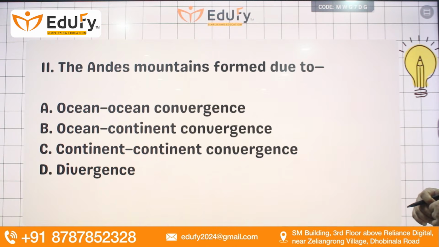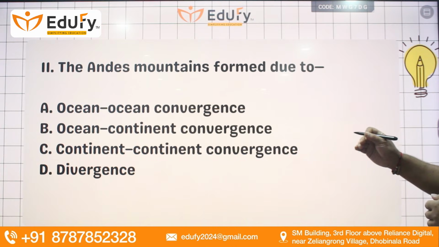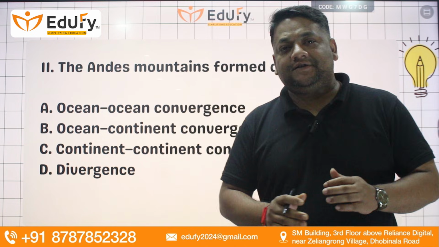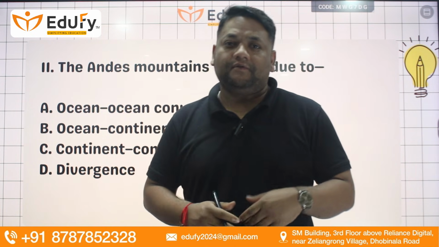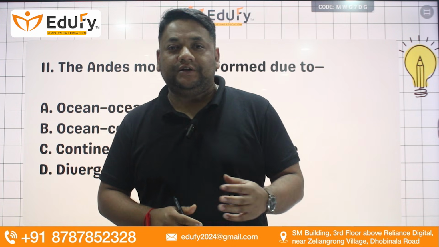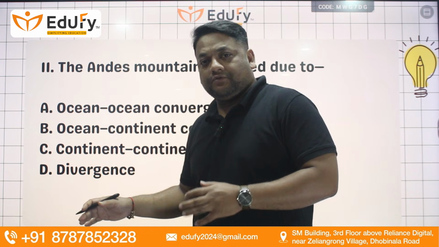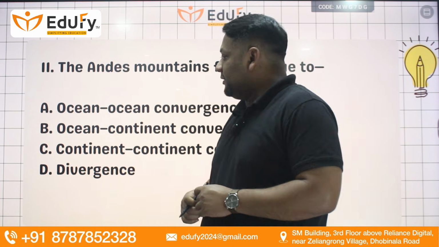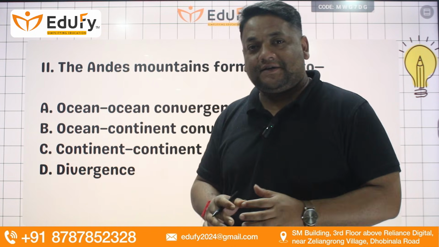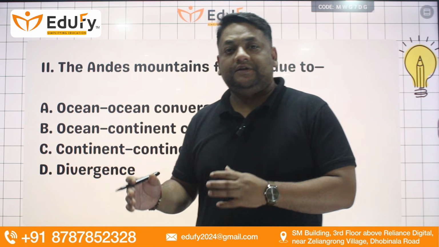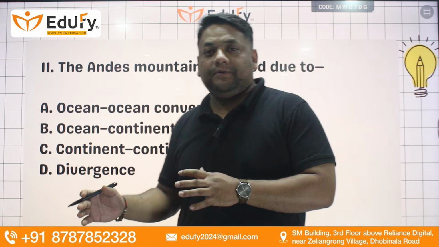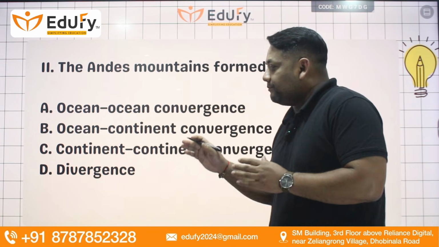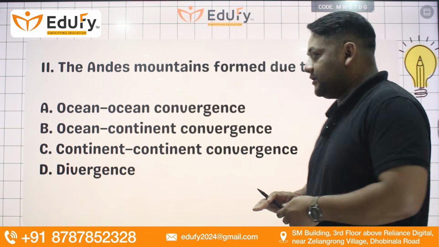Okay, next question. The Andes Mountains formed due to: ocean-ocean convergence, ocean-continent convergence, or divergence. The Andes Mountain is technically found in the western part of South America, which includes countries like Bolivia, Colombia, Peru and Chile. In fact, it is the longest mountain range in the world. It was formed due to the collision of the Pacific plate, which is an oceanic plate, with the South American plate. The South American plate is purely continental and the Pacific plate is purely oceanic. So B is the right answer, in which oceanic and continental plate convergence happened.